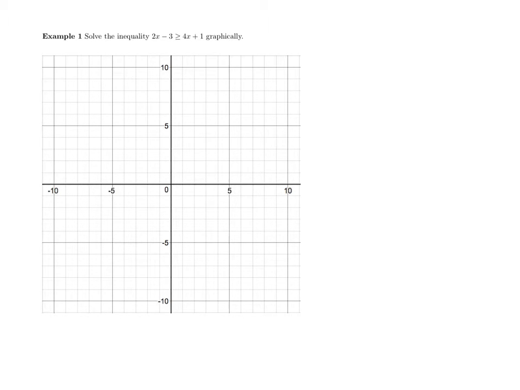For example 1, I want to solve this inequality graphically. So I'll do that by graphing both lines. So we have y is equal to 2x minus 3. I'll start there. Negative 3 is the y-intercept. The slope is positive 2, so we go over 1 and up 2. Again, I just need a basic sketch. It doesn't have to be perfect, but I get a line that looks something like this.